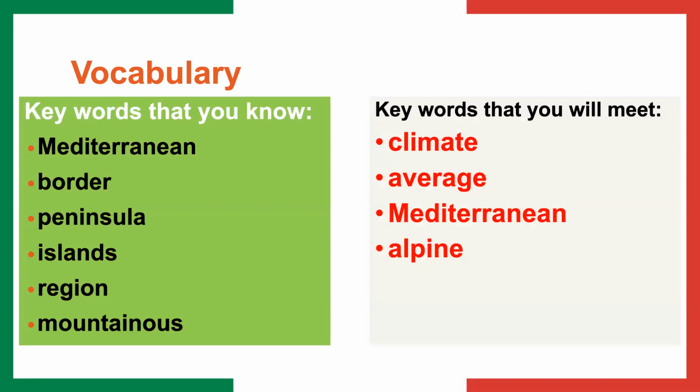So our vocabulary today: words that we've already met, words that you should already know, are Mediterranean, border, peninsula, islands, region, and mountainous. And words that you will meet along the way today are climate, average, Mediterranean, and alpine.